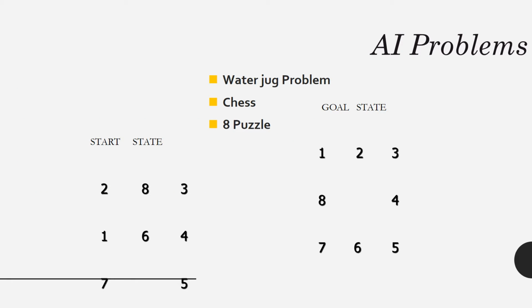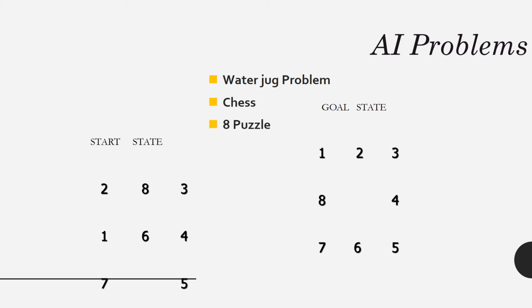Now we can see some sample AI problems with the help of which we can understand the nature of AI problems. Three important AI problems are the water jug problem, chess and 8 puzzle. If you consider any AI problem, we can find that every AI problem has an initial state, a goal state and a number of intermediate states. Solving an AI problem means finding a path from the initial state to the goal state; the solution tells how to reach the goal state from the initial state.